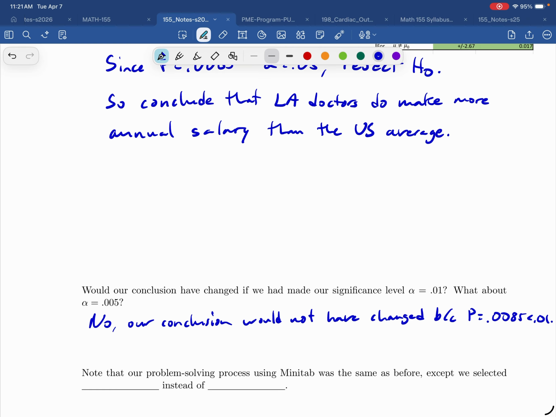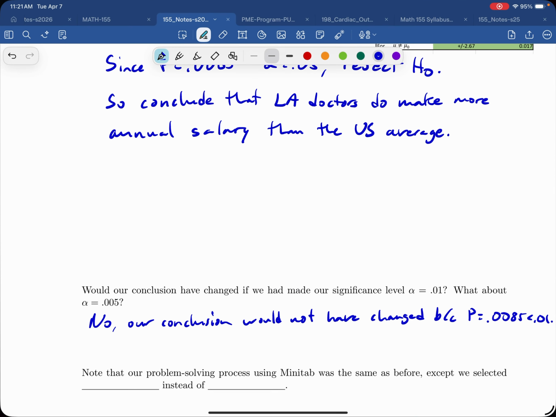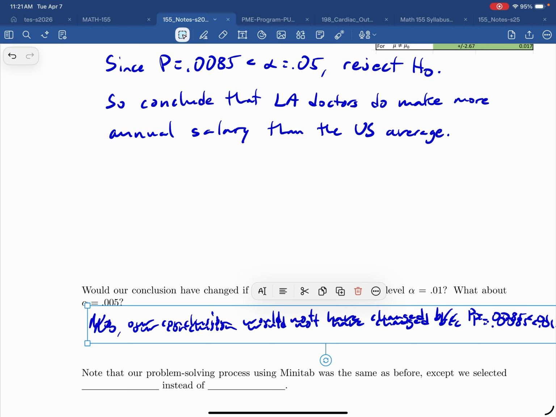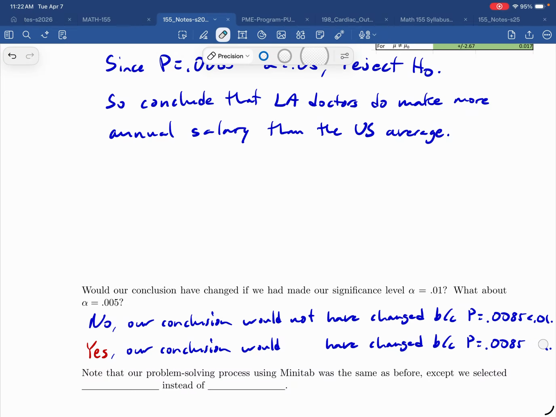What about alpha equals 0.05? Oh, goodness gracious. Well, I'm going to go ahead and duplicate and say, well, I guess if alpha equals 0.005, maybe I'll make this pop and say yes, it would have changed because p equals that, which is greater than 0.005. Okay.